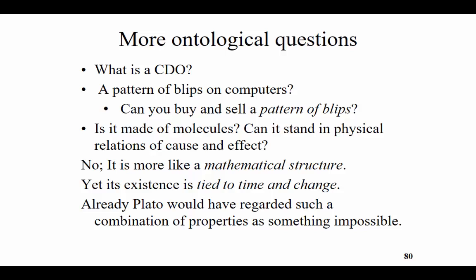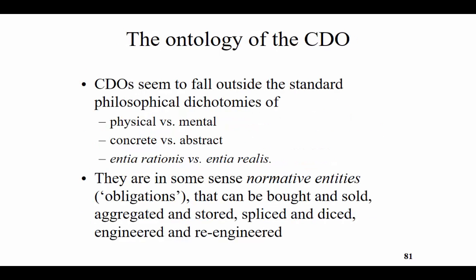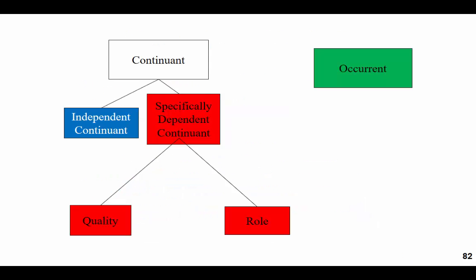So, we're dealing with something which is like a mathematical structure, but which is tied to time and change, and which has some kind of normative qualities. They're normative entities. And they're going to go somewhere here. They're going to be generically dependent rather than specifically dependent continuants.